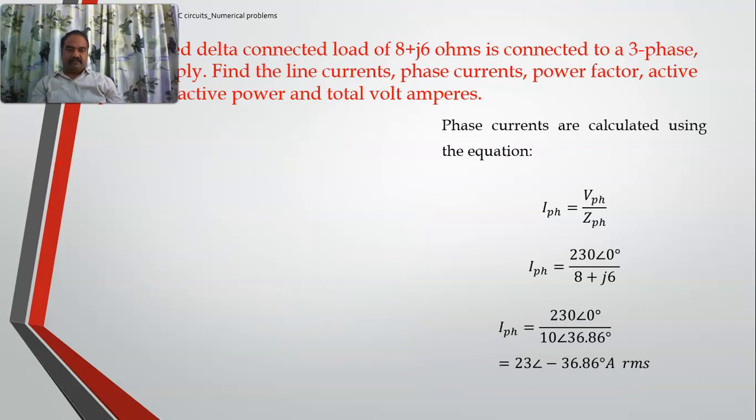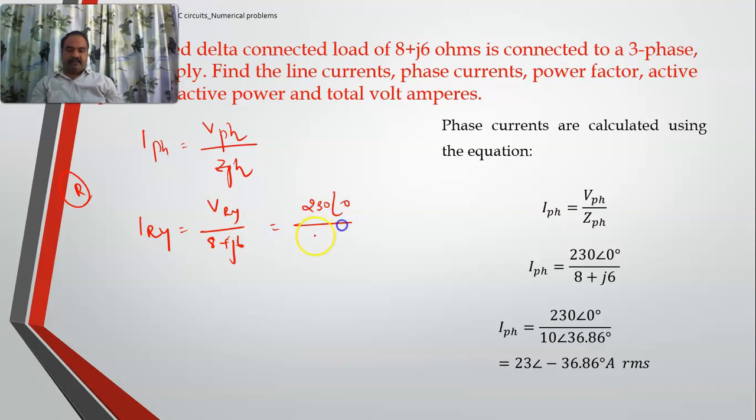Now, currents. How to calculate the currents? You know, phase current is equal to phase voltage by impedance per phase. Which phase am I considering? I will take R phase. So this is IR, I will take. This is VRY, and this is 8 plus J6. This is IRY. So this is 230 at an angle of 0 by 8 plus J6. We have done it already, and I will be getting 23 at an angle of minus 36.86.